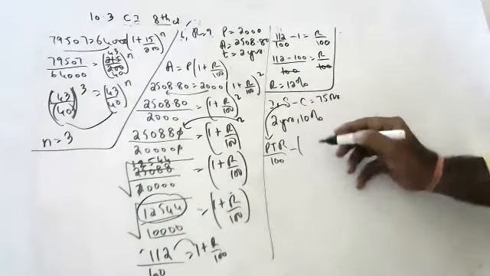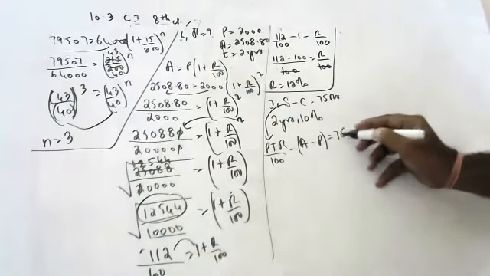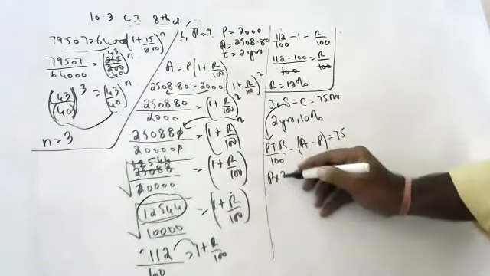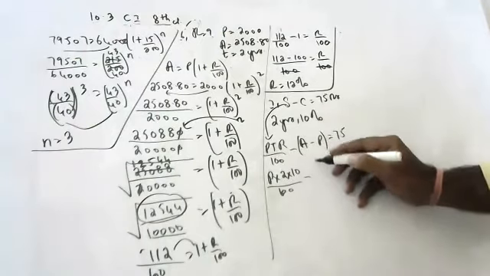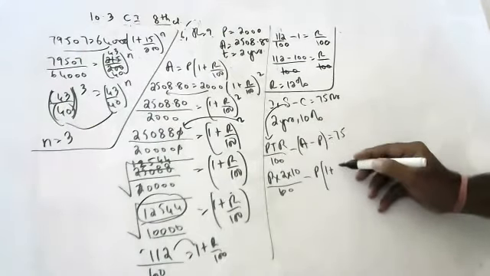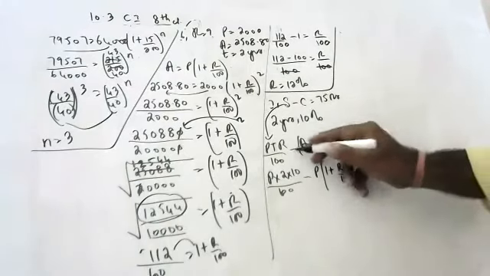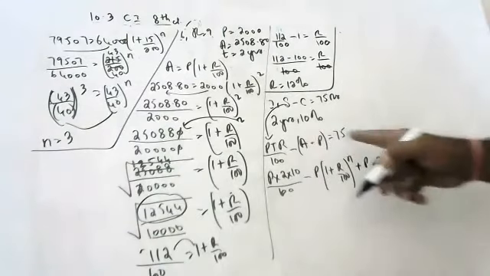What is the compound interest formula? P into A minus P. Now, P into time is how much? P into 2 into 10 by 100. Amount minus principal. What is the amount formula? P into 1 plus R by 100 whole to the power n. Minus of minus is plus.